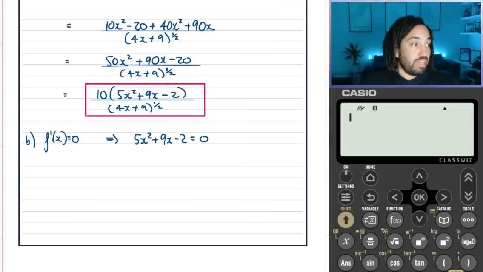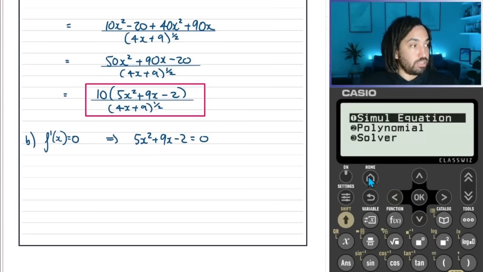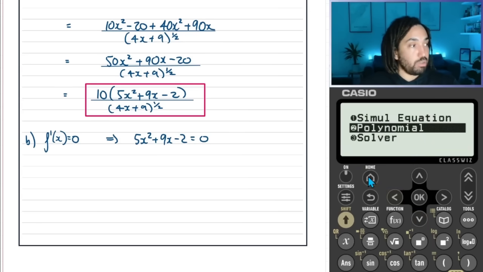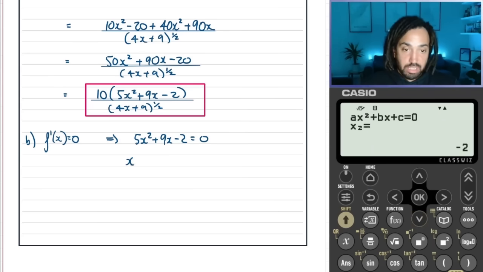So all we need to do now is just solve that quadratic, and absolutely fine to use your calculator here. It's a 1 mark question. So we just need to solve that quadratic, and we get a fifth. Oh, we get minus 2. Okay, so we get x equals 1/5, x equals minus 2.